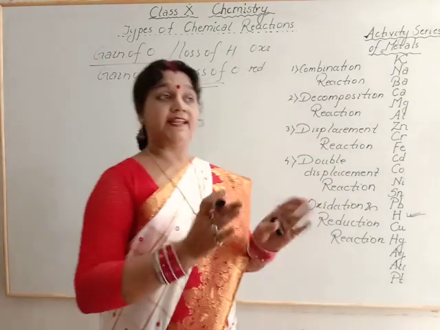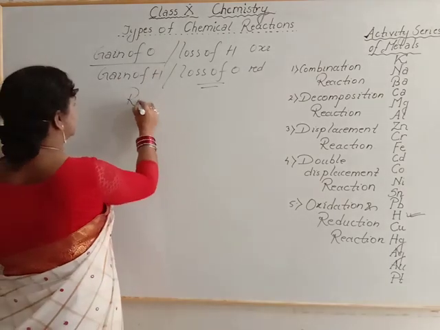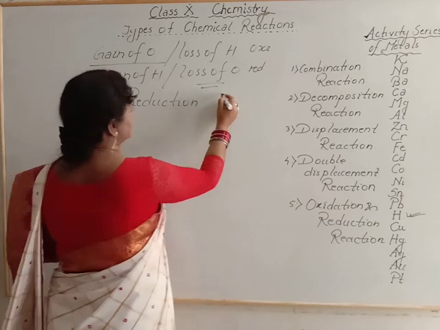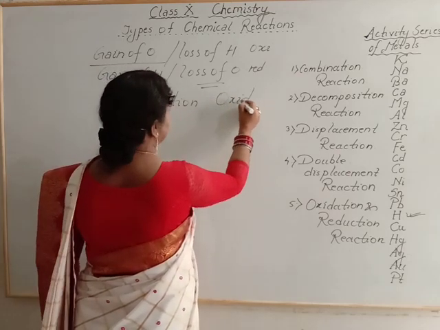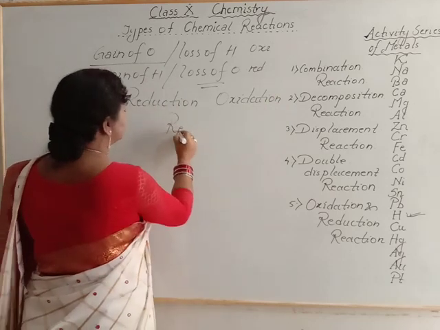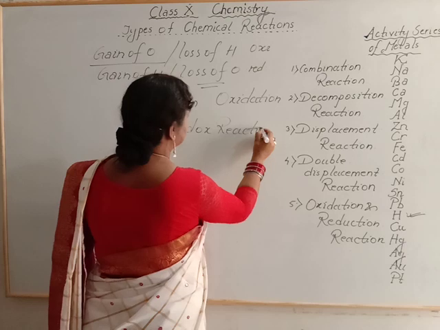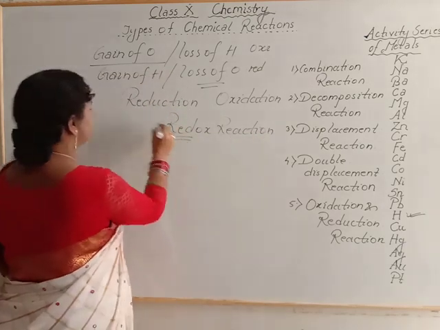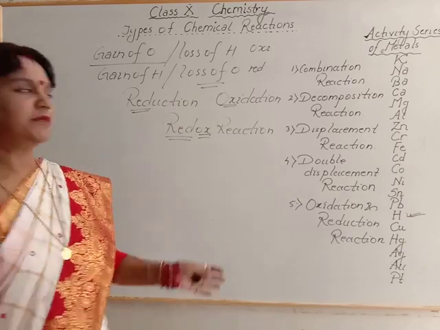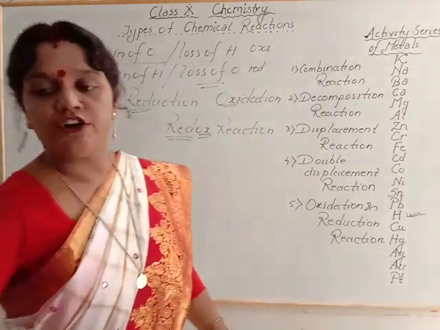And if both take place simultaneously, reduction and oxidation, then it is known as redox reaction. RED from reduction and OX from oxidation. So simultaneously it happens. If it happens, then it is known as redox reaction.